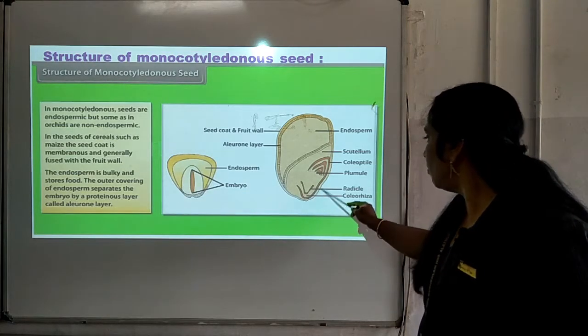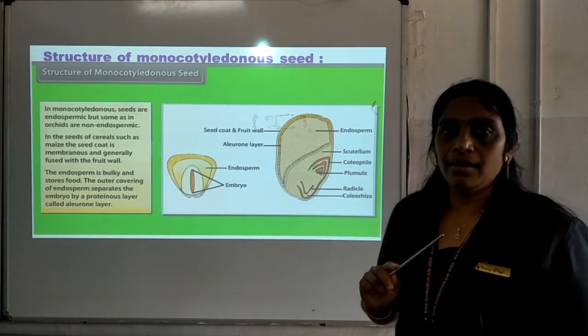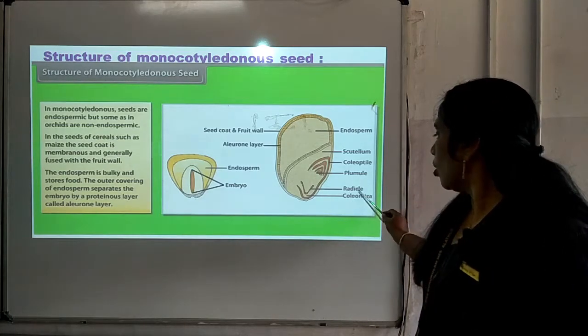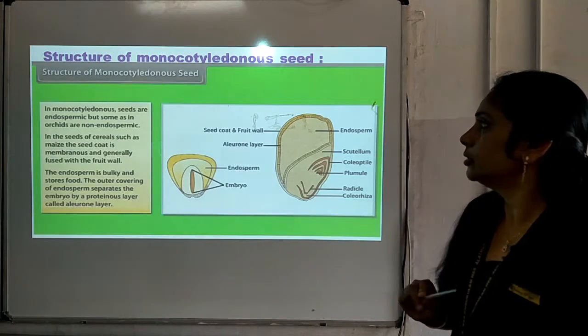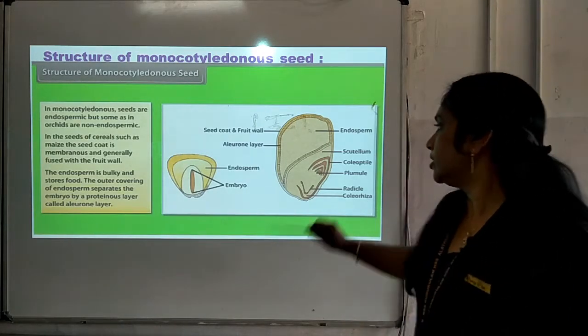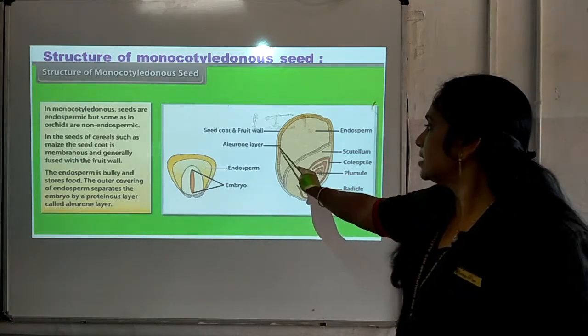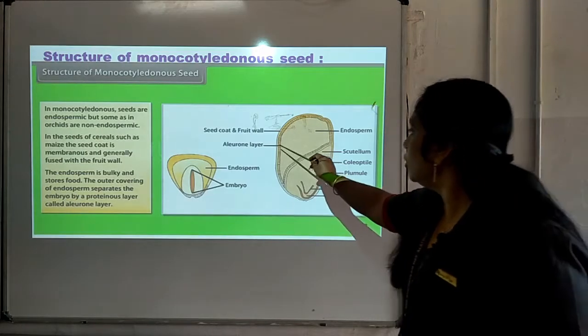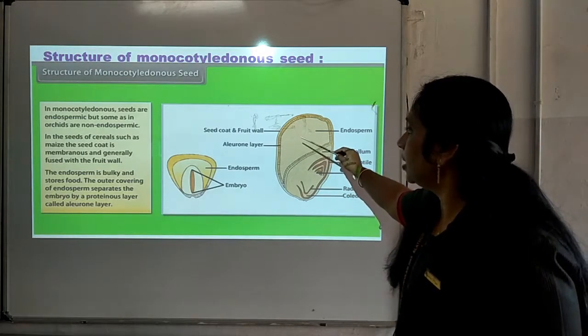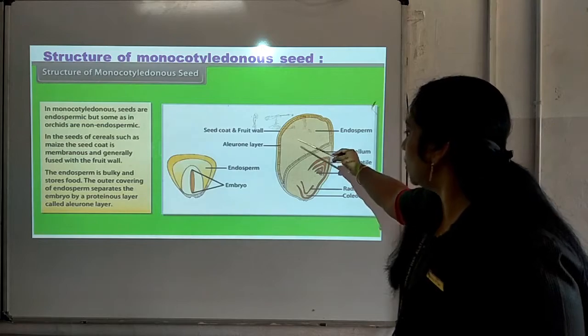and this radicle is protected by coleorhiza. Coleorhiza is a part of radicle. So, these are the parts of monocot seed, which is again very important. You can see here aleurone layer, isn't it? This aleurone layer is separating the embryo from the endosperm.